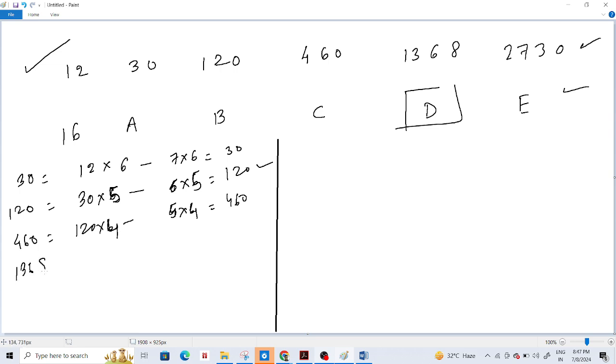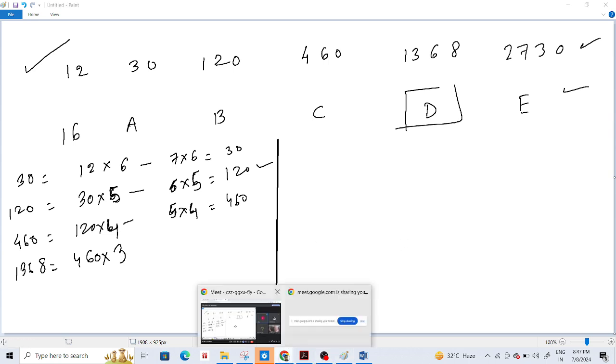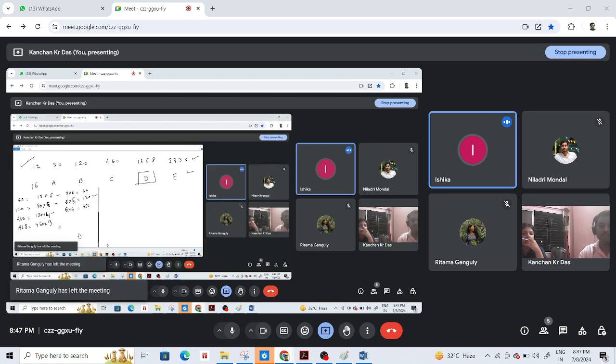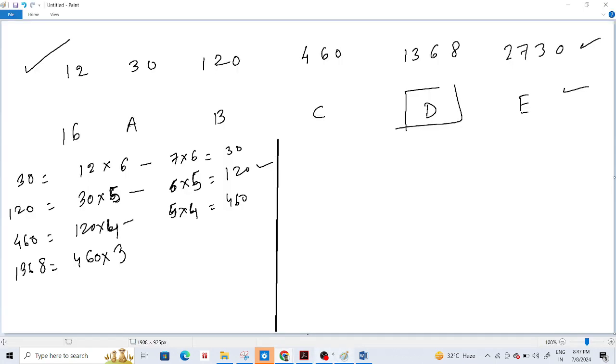Then 1368 is going to be 460. Ishika, can you please mute yourself? Thank you, Ishika.